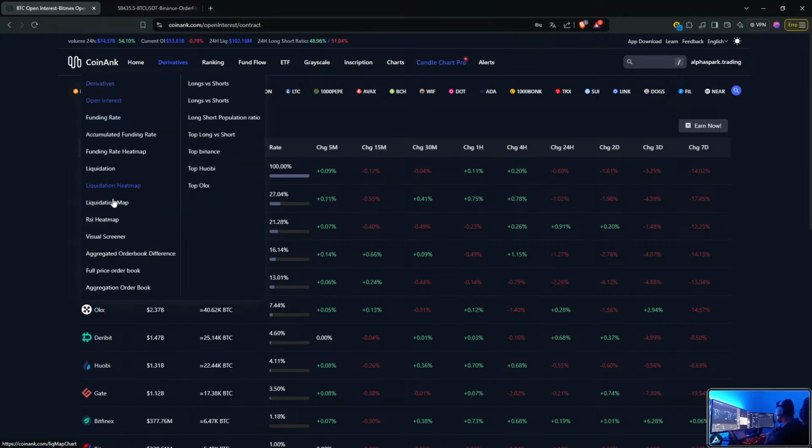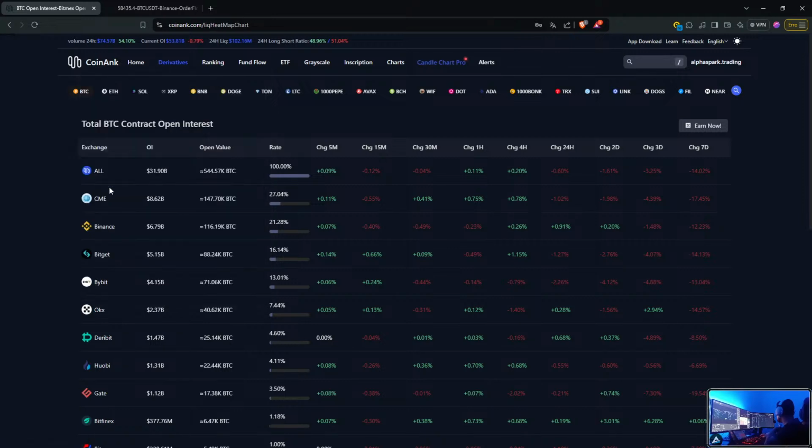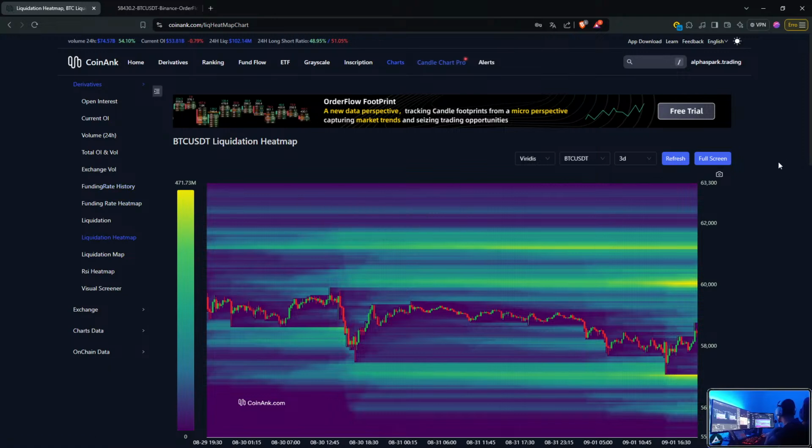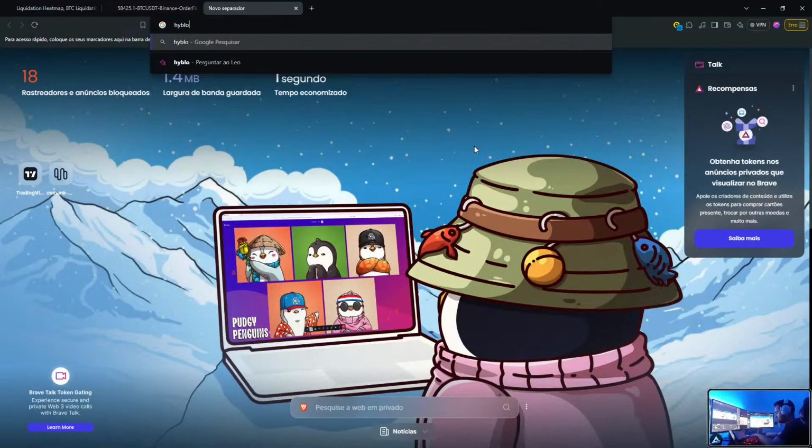Then another nice thing, I don't know if it's here or it's on the charts. Yeah, it's here. So this is basically what you can consider as a free version of HighBlock. If you guys don't know, HighBlock is quite expensive.